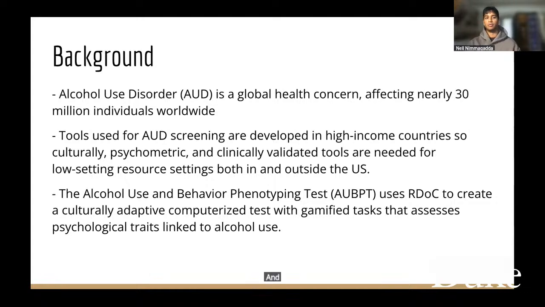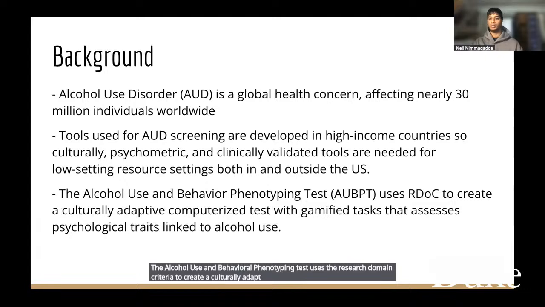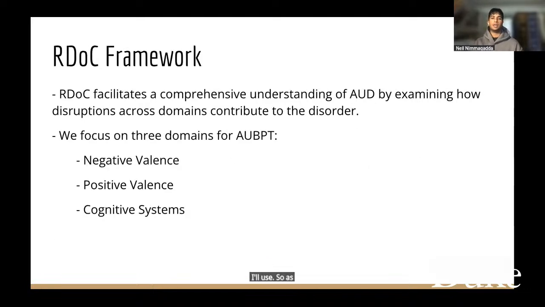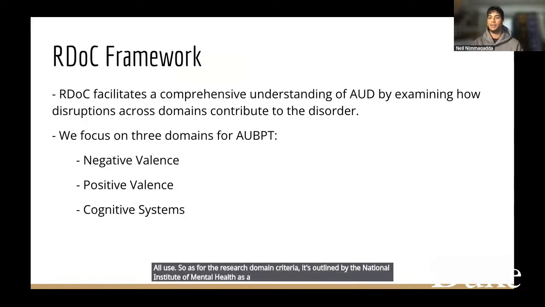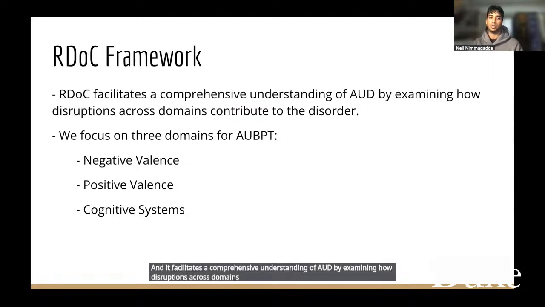And this is kind of one of the primary focuses behind the AUBPT tool. The alcohol use and behavioral phenotyping test uses the research domain criteria to create a culturally adaptive computerized test with gamified tasks that assess psychological traits linked to alcohol use. As for the research domain criteria, it's outlined by the National Institute of Mental Health as a set of principles for investigating mental disorders. And it facilitates a comprehensive understanding of AUD by examining how disruptions across domains contribute to the disorder.